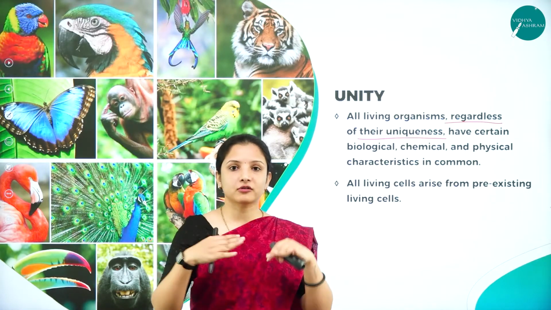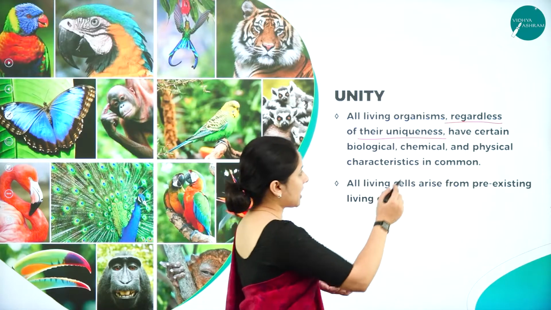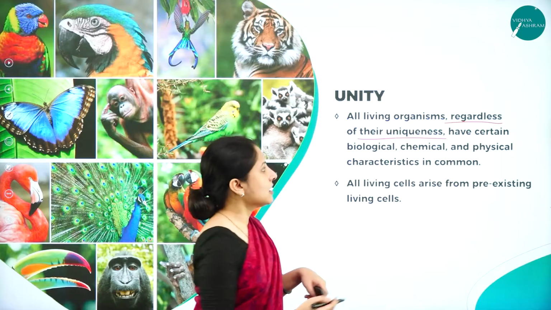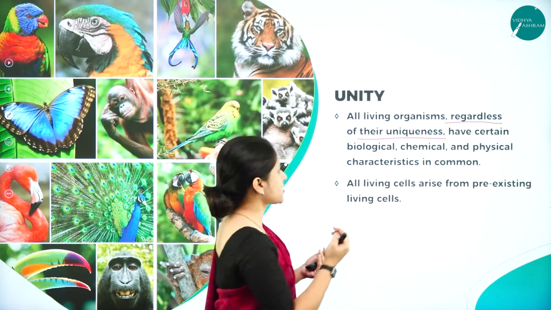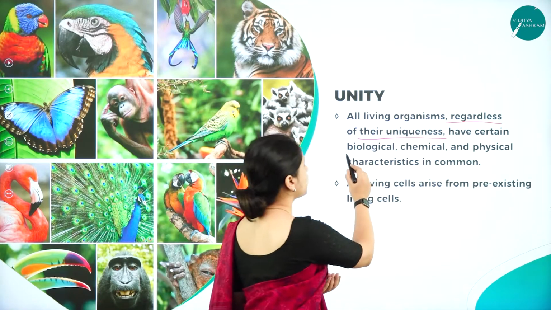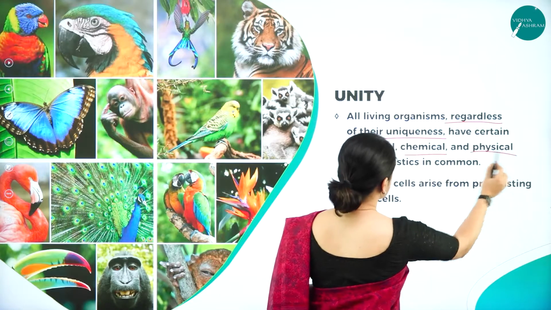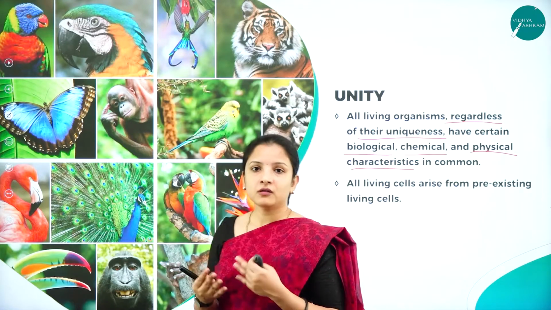Animals themselves have a lot of diversity. Plants themselves have a lot of diversity. They have a lot of diversity regarding their uniqueness. That is, they have certain variations, or say, for example, they share common features in biological, chemical and physical characteristics, but in spite of that, they differ in appearance.